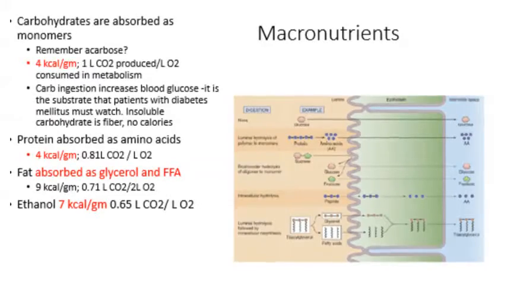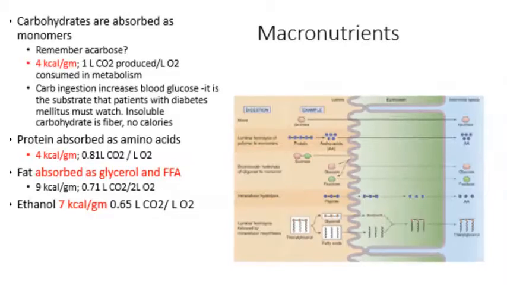There are three types of macronutrients plus ethanol. Carbs are absorbed as monomers. Remember acarbose, the alpha-glucosidase inhibitor, that prevents absorption of carb by preventing splitting of complex carbs into the monomer form, which is absorbable. Carbohydrates provide 4 kilocalories of energy per gram. Carbs are going to produce 1 liter of carbon dioxide for every liter of oxygen consumed in their metabolism.